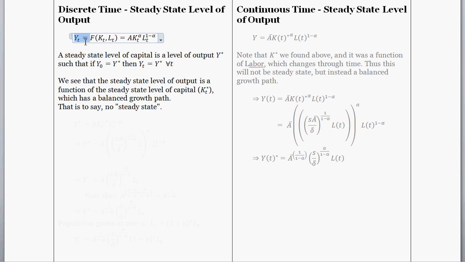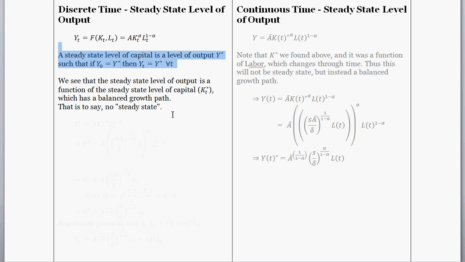So a steady state level of output is a level such that if the steady state level is the current level, y star is the current level, then it will stay at that level for all time. That's what we're saying right here. We're going to find when we solve through this that it's not going to be a steady state at all.